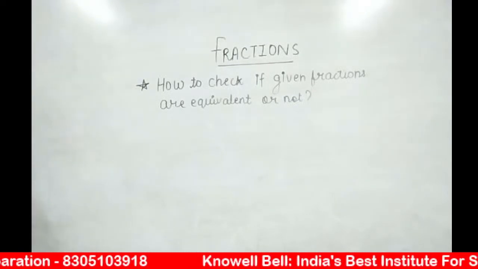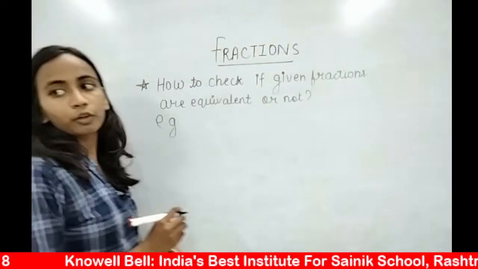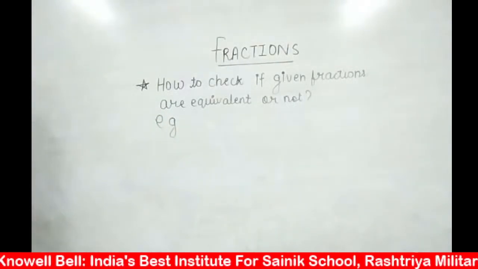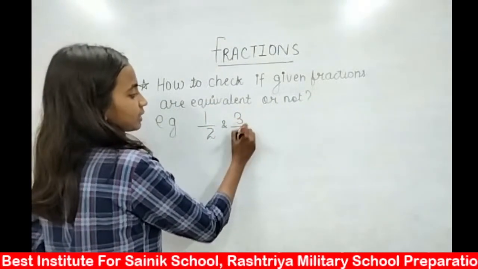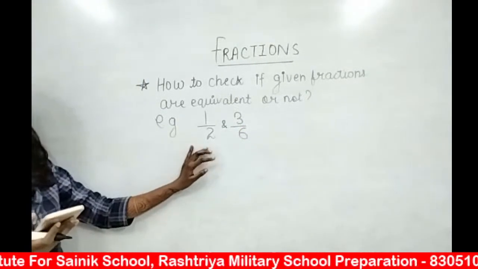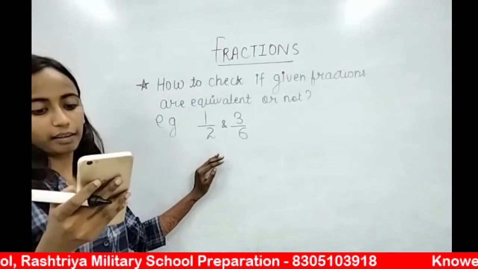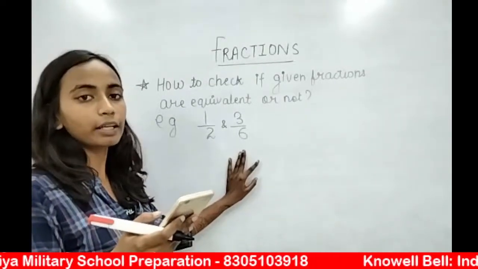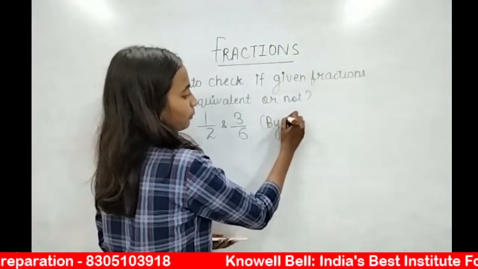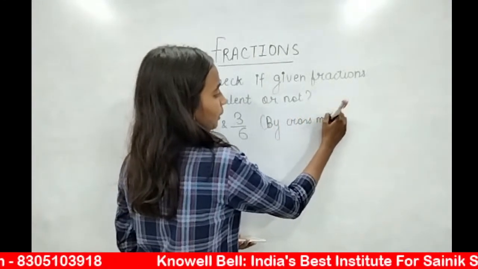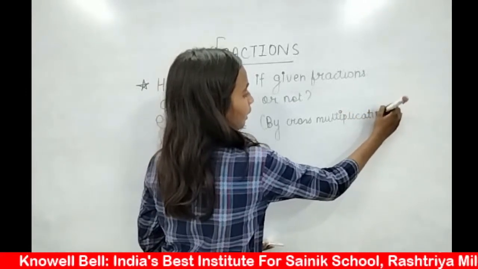Okay, so for this we have a trick. Let us take two fractions, for example, 1 by 2 and 3 by 6. हमारे पास क्या है? We have these two fractions. Now we have to find whether they are equivalent or not. Correct, Vinayak. Correct, Aradhya. Good evening, Nilesh. How will you find out whether they are equivalent or not? By cross multiplication. By cross multiplication, we can find whether these two fractions are equivalent or not.